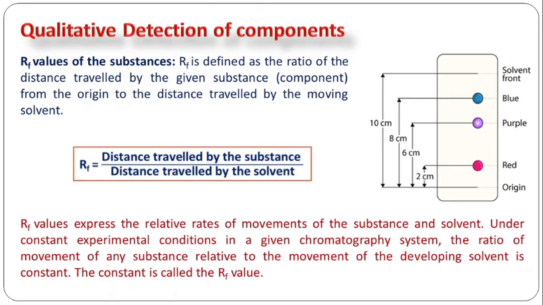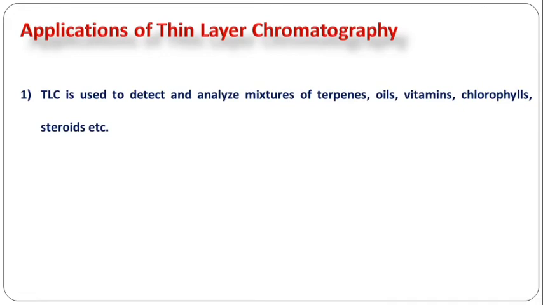That's why this can be used for the qualitative detection of substances, because the RF value is a characteristic property for the particular substance. Now, what are the applications of thin layer chromatography? Thin layer chromatography is used to detect and analyze mixtures of terpenes, terpenoids, oils, vitamins, chlorophylls, steroids, etc.